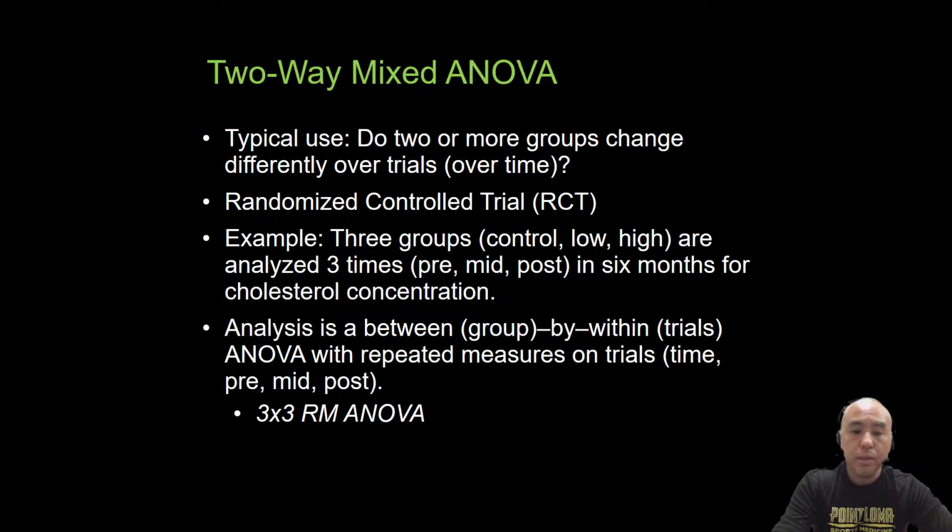So we're going to run this two-way mixed ANOVA using RStudio. Now, before we move into RStudio, another name or description of a two-way mixed ANOVA is an analysis of variance with repeated measures, and it's typically described as a 3x3 RM ANOVA. That means 3x3 repeated measures ANOVA. The 3x3 automatically tells you there are two independent variables. The three levels correspond to the three groups, control, low, and high, and the other three corresponds to the time points, pre, mid, and post. So we're going to run this 3x3 repeated measures ANOVA using RStudio.